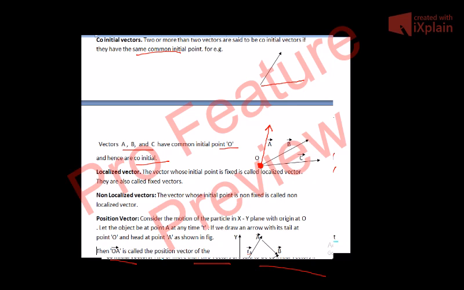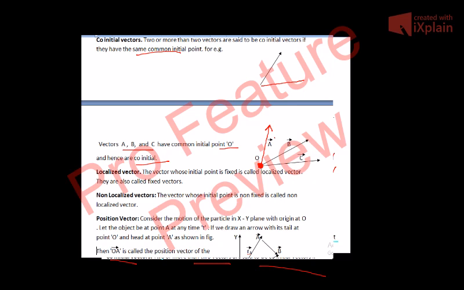For example, if point O is a stone and three persons are pulling it, one in the direction of A, another in the direction of B, and a third in the direction of C, they are applying force. FA is a force acting along A, FB is a force acting along B, and FC is a force acting along C. Then FA, FB, and FC are co-initial vectors because they have the common initial point, that is O.